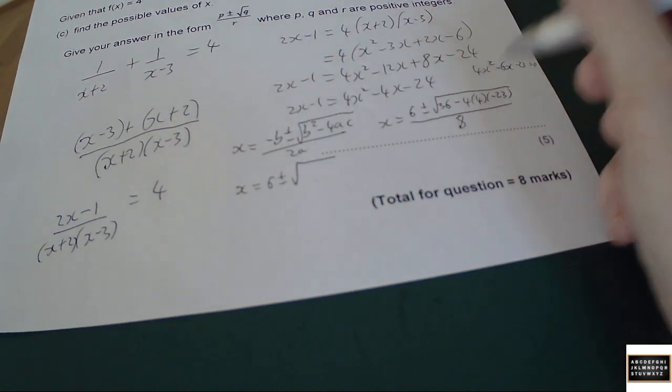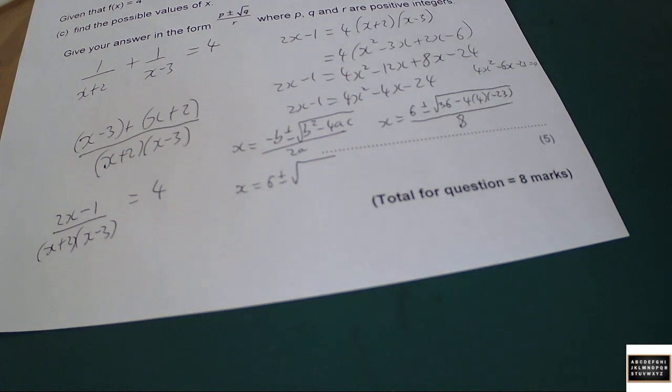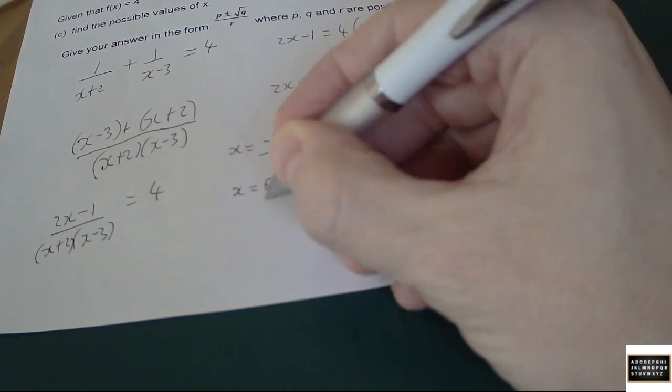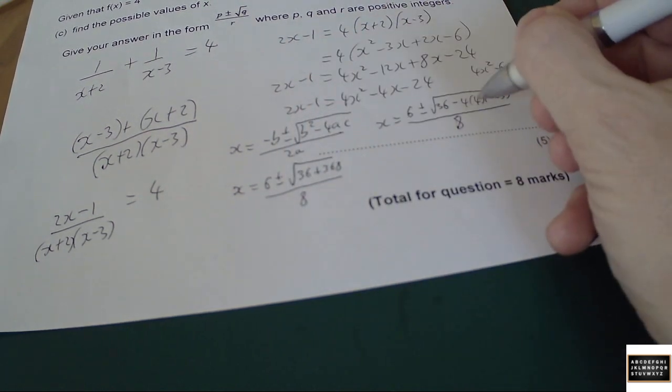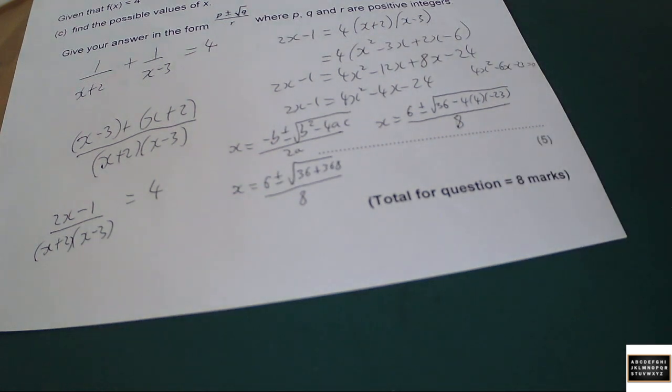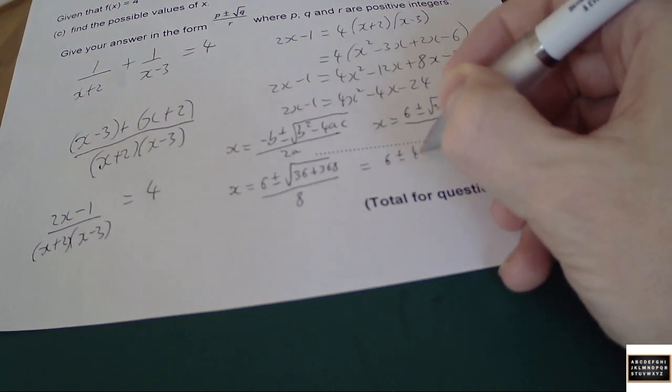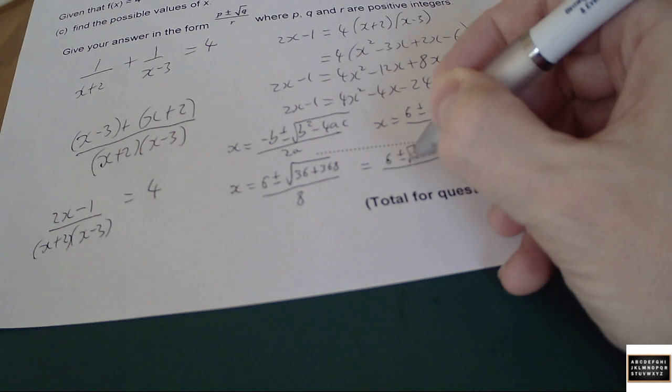So 4 4s are 16, and we would have to probably do 16 times 23. We could do that longhand or shorthand. Either way, we're going to get to the answer, which is 368. So this is going to be 36 plus 368 divided by 8. So 4 4s are 16, 16 times 23, 368. Now we've got the 36 plus that, so that's 404. So that's going to be 6 plus or minus the square root of 404, sorry, divided by 8.